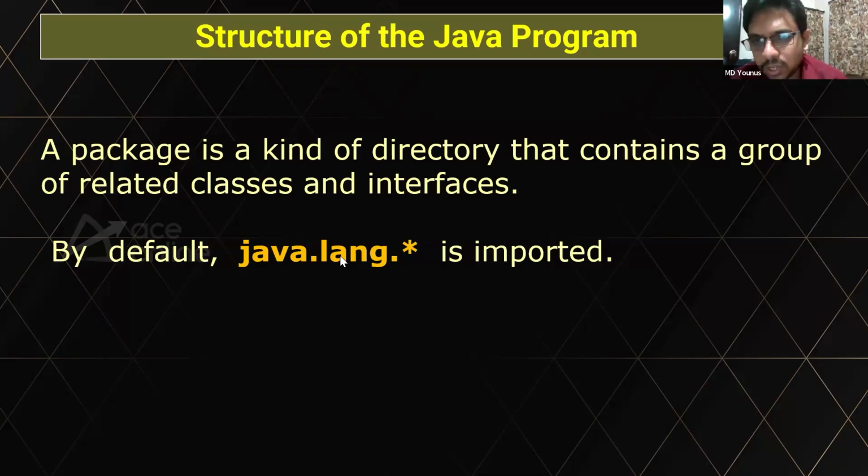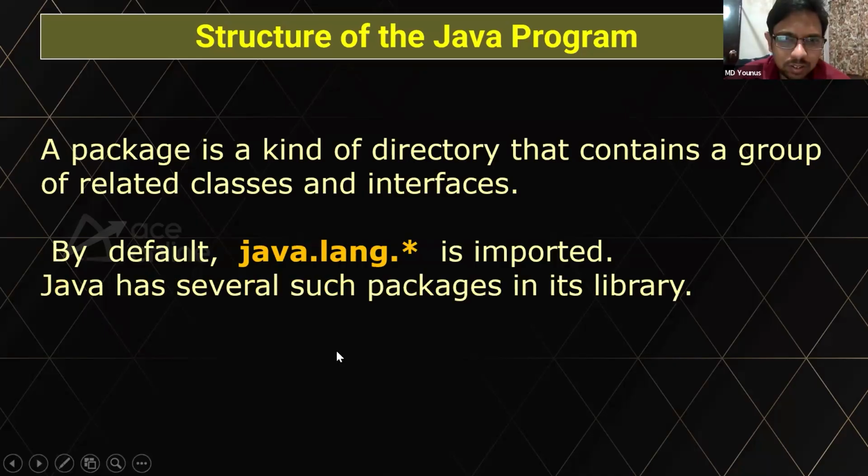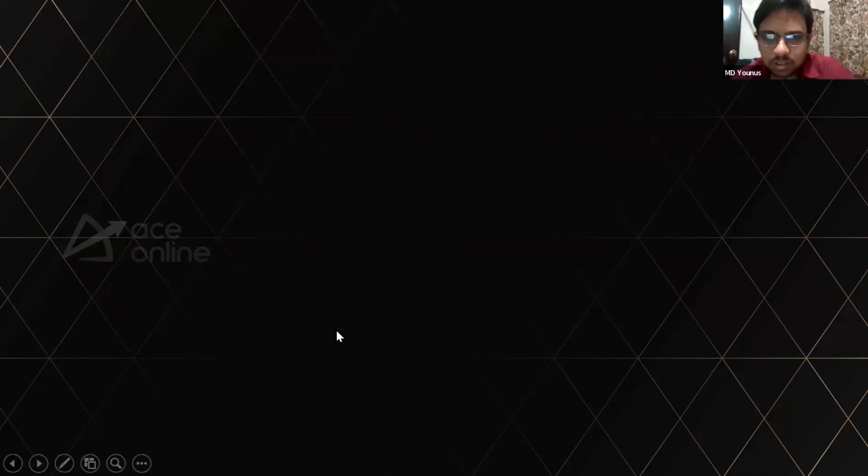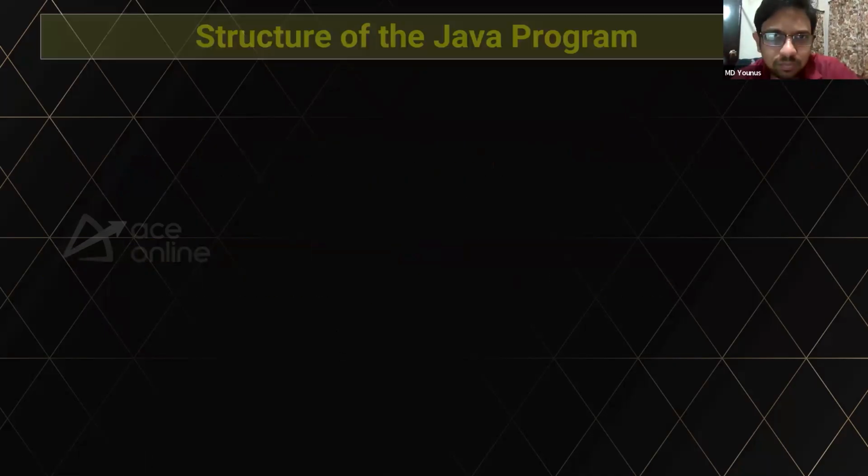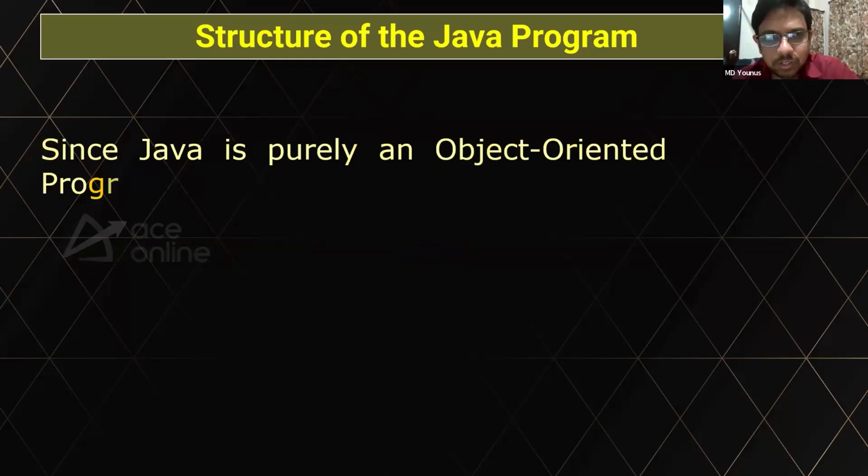So now again, I am asking you a question. What is the very first line in a Java program? Okay, package statement. Very nice. Then how do we import the packages in Java? Import and the package name, correct?